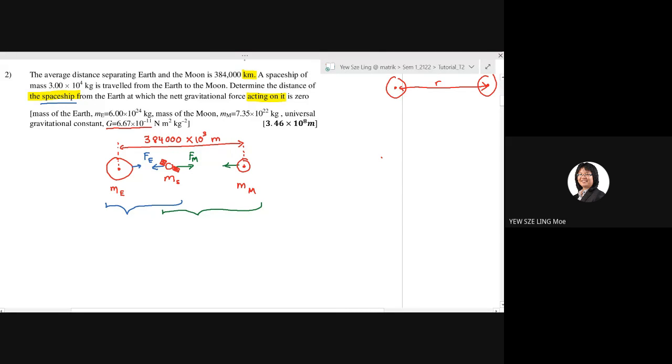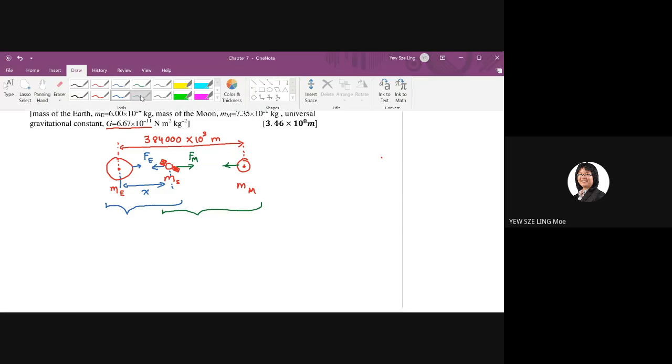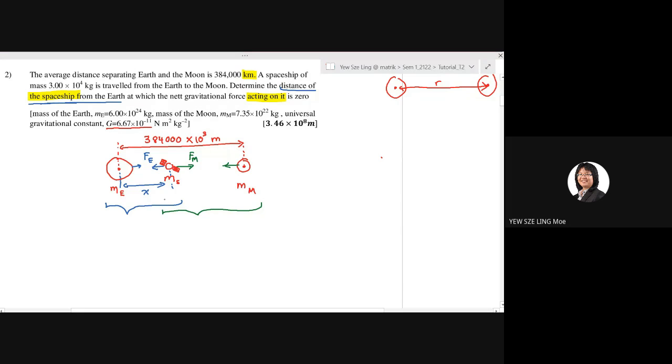Now in order to calculate force, we need distance, right? First, we find the distance between the spaceship and the Earth. Since we don't have the value, and that is the thing we want to calculate, the distance of the spaceship from the Earth, I'm going to label it as X. Since it is an unknown, I label it as X.